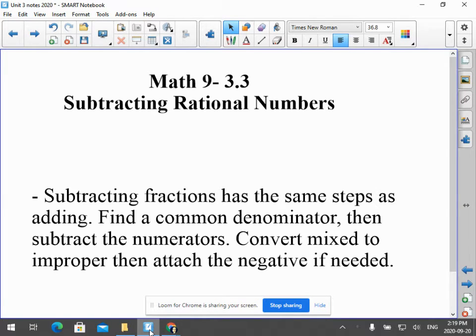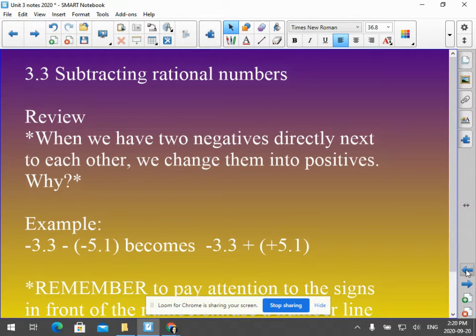When you are converting mixed fractions to improper fractions, then please attach the negative after you have done the math, right? So you're not using it when you're multiplying and then adding, it's being attached at the end. Now the stuff that we haven't reviewed yet that is important to review a little bit for you all is more the part that comes with subtracting rational numbers.